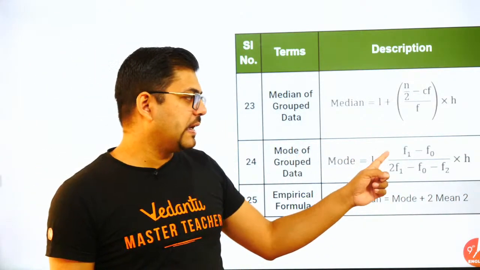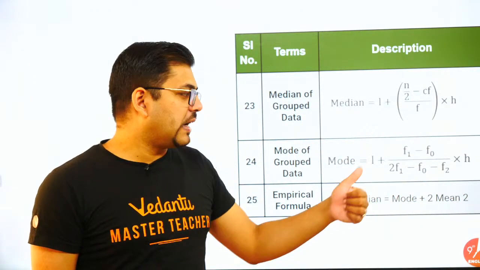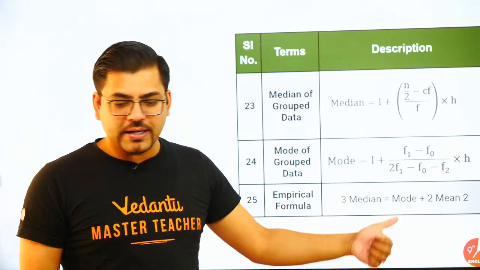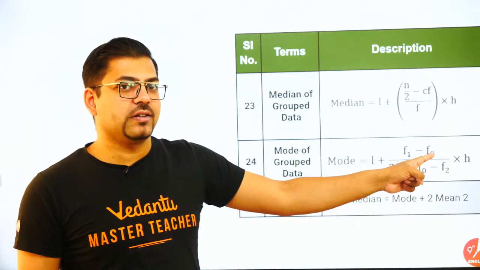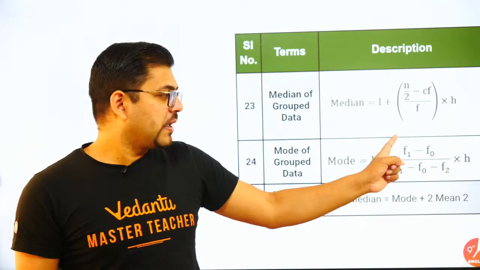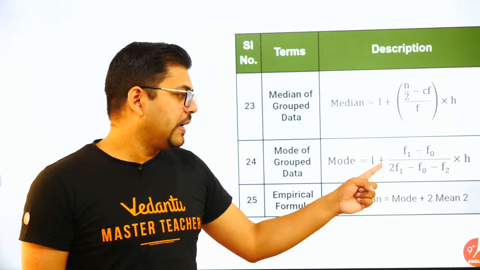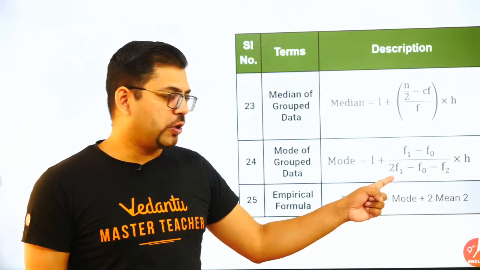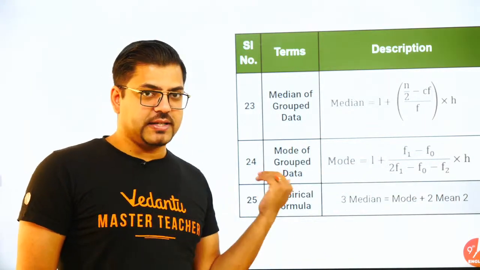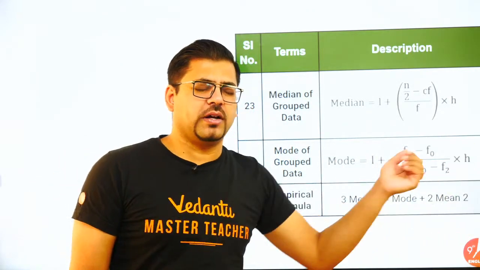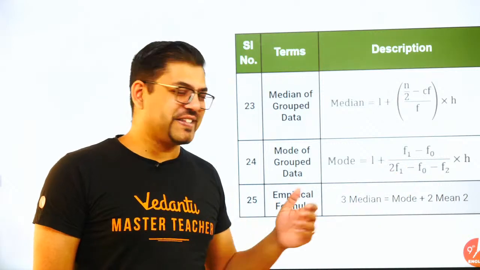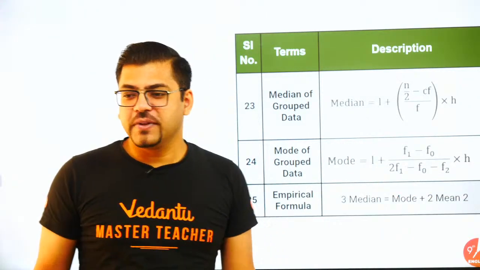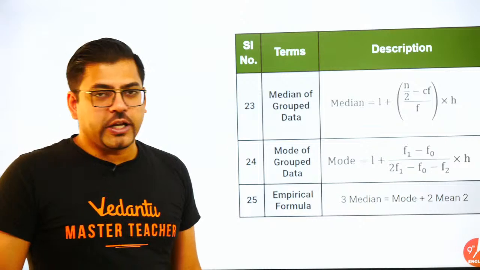So L plus F1 minus F0, that is frequency 1, the frequency of the modal class, minus F0, the frequency of the preceding class, over 2 times the frequency of the modal class, minus F0, minus F2. F0 means preceding, very sorry, F0 means preceding and F2 is succeeding. Okay? Did you all understand it?